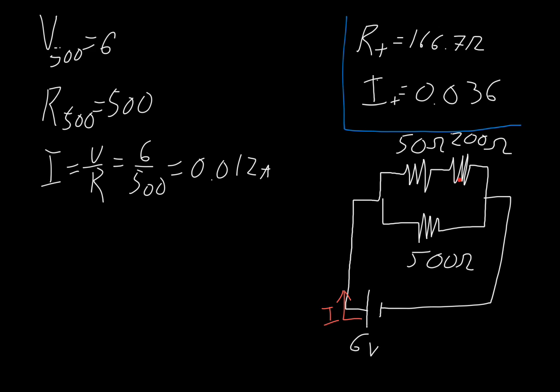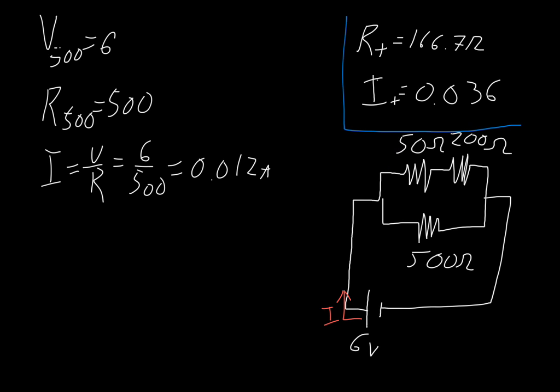Now we need to look at what's going on with our top branch. Now we know that the total voltage drop between these 2 points across these 2 resistors added together is going to give us 6. Because these are in series, the total voltage drop is going to be 6. We know that the total voltage drop here is going to be 6 because these are in parallel right here, and so whatever the voltage drop across the top is going to be equal to the voltage drop across the bottom, which is going to be equal to our total voltage. So this total voltage here is going to be 6.